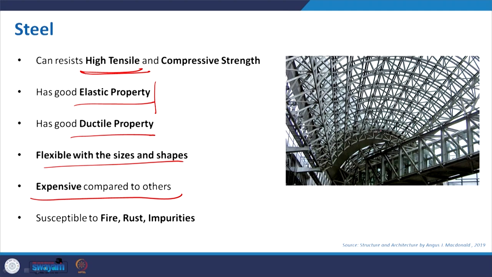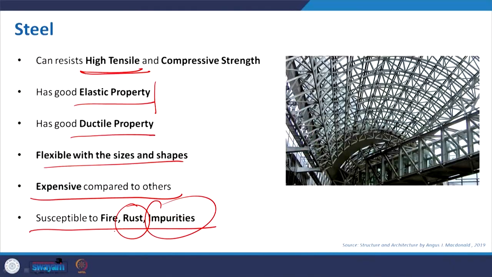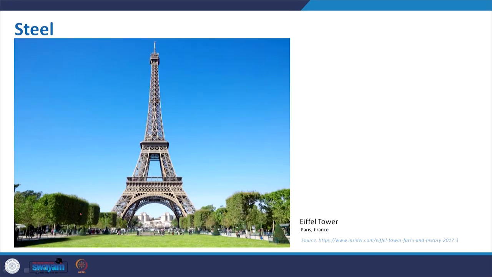So, it is expensive compared to others, but again the problem is if it is not properly treated. The problem of rust, impurities, and fire. For higher temperature, some explosion or something, it will be a problem. So, steel as a material is a really advanced material, and for that we can go high rise, we can increase the height. So, one great example, and this could be one of the eye openers of this kind of structure using steel.